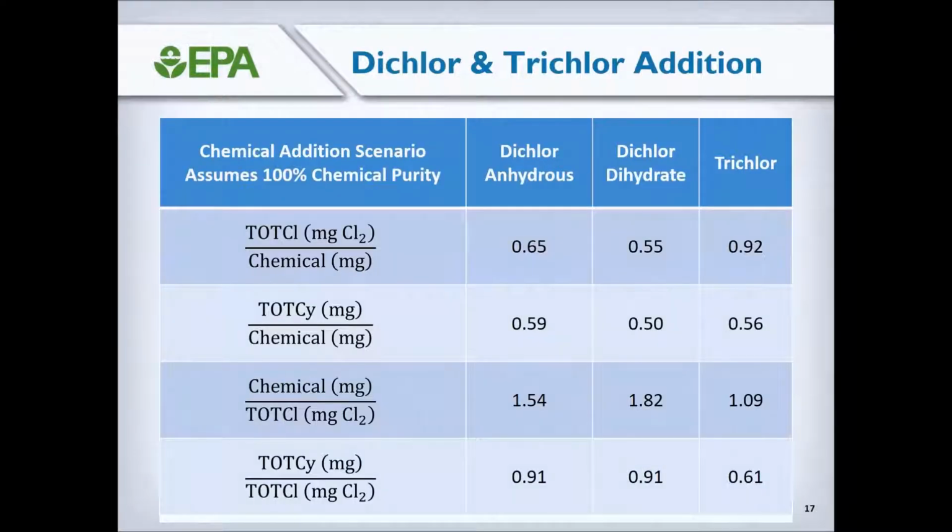And then another reference for your notes, if you go back to these slides, is a table that summarizes various concentrations that may be helpful when dealing with dichlor and trichlor. Basically, it provides ratios for various ways of thinking about adding the chemicals to the water. So the first 2 rows provide how much total chlorine or total cyanurate you're going to add per milligram of chemical added. And the last 2 rows provide how much chemical or total cyanurate is added per milligram of total chlorine added. And again, specifically note in the last row here that if you're trying to add the same amount of total chlorine to the water, you effectively add 50% more total cyanurate with dichlor versus trichlor.